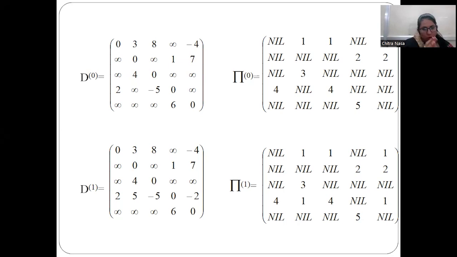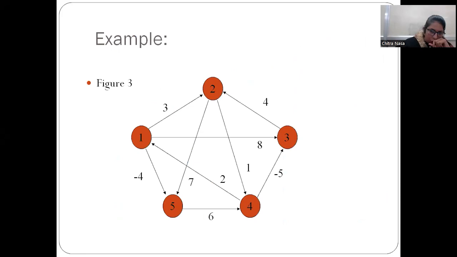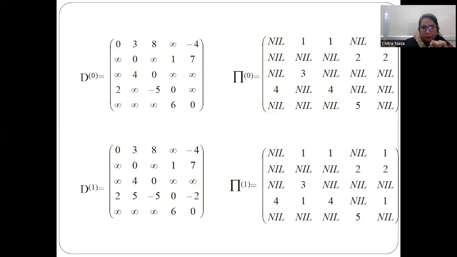2 to 2 will be 0. Now 2 to 3, there is a path of infinity. So we will see whether there is a path from 2 to 3 via 1. Will it work or not? We will need to see this one. So let's see for this one.